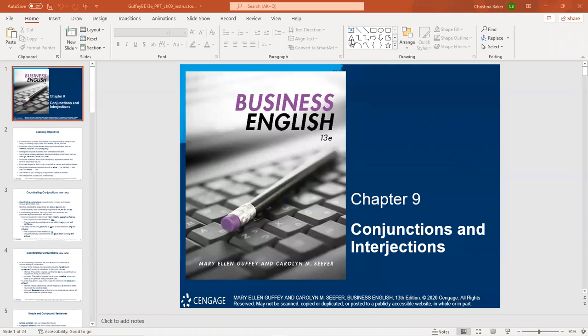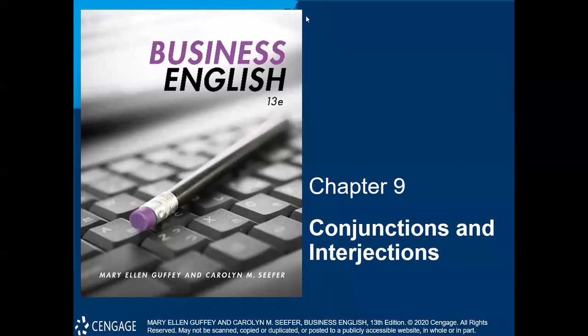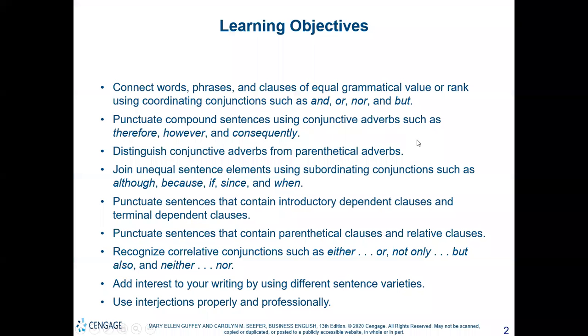Everyone can see my conjunctions and interjections PowerPoint here. The learning objectives here are to connect words, phrases, and clauses of equal grammatical value or rank using the coordinating conjunctions and, or, nor, and but. So we have and, or, nor, and but. Those are the most popular conjunctions we use in everyday English.